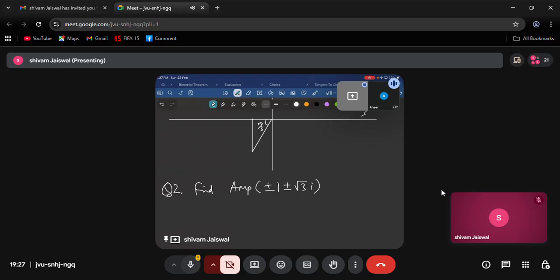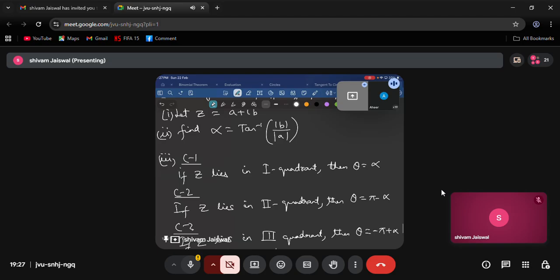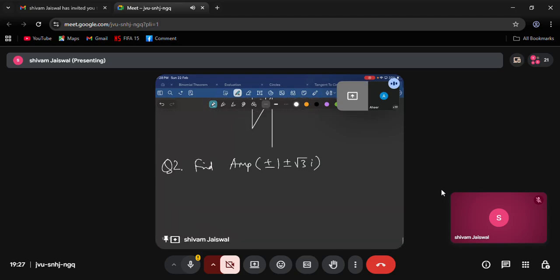Remember, you just need to maintain the range minus pi to pi. You don't need to remember all this theory. Just plot it on the argand plane, and then just find out the angle. The angle should lie from the positive x-axis. Your angle should lie between minus pi to pi.